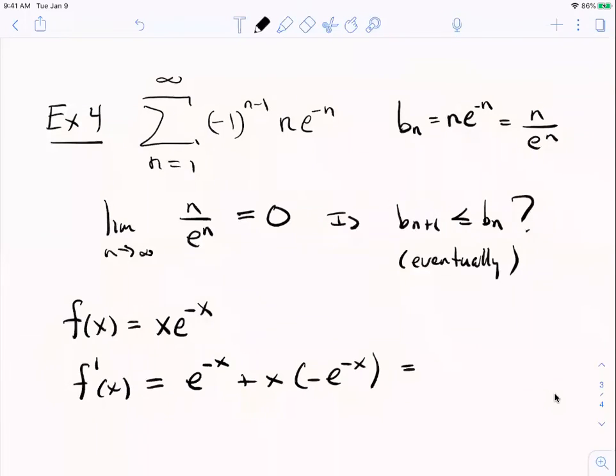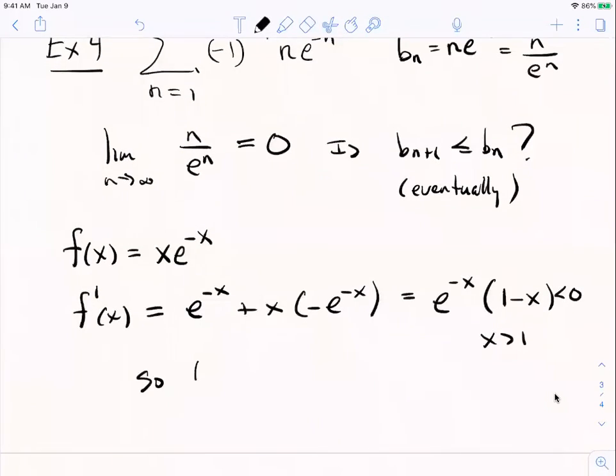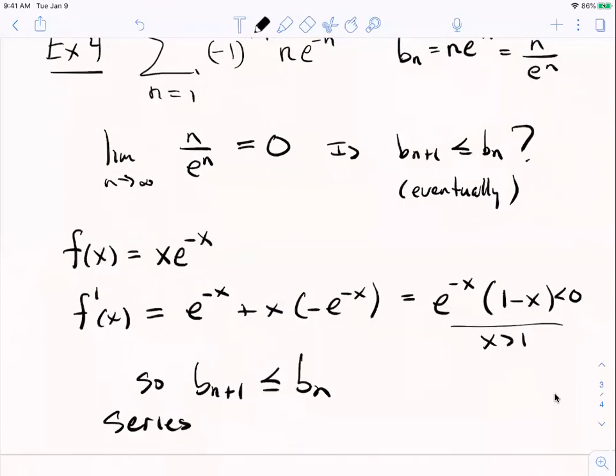So if you do a little bit of algebra on that, if you factor out your e to the minus x, it looks like it's e to the minus x times 1 minus x. And that quantity is negative. Remember, e to the minus x is always positive. So that quantity is negative as long as x is bigger than 1. Okay, so good. So what does that mean? That means that bn plus 1 will be less than or equal to bn. Our function is decreasing. It's got a negative derivative for x bigger than 1. So our series converges by the alternating series test.